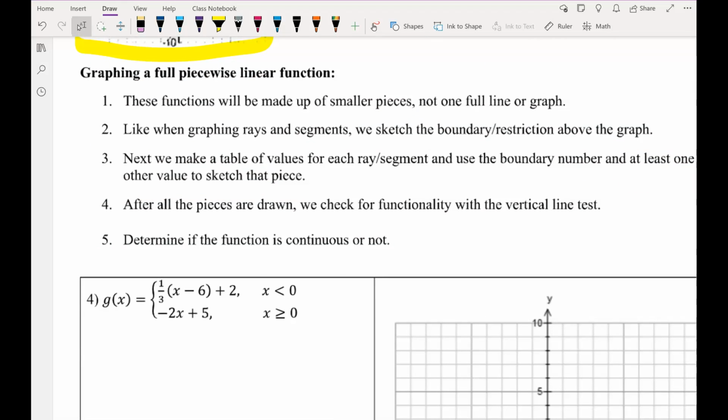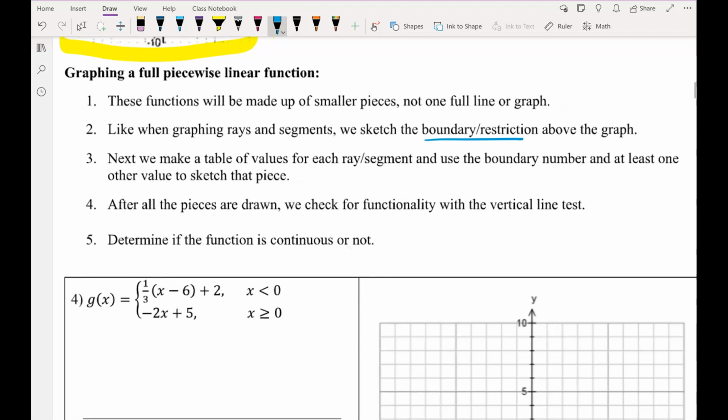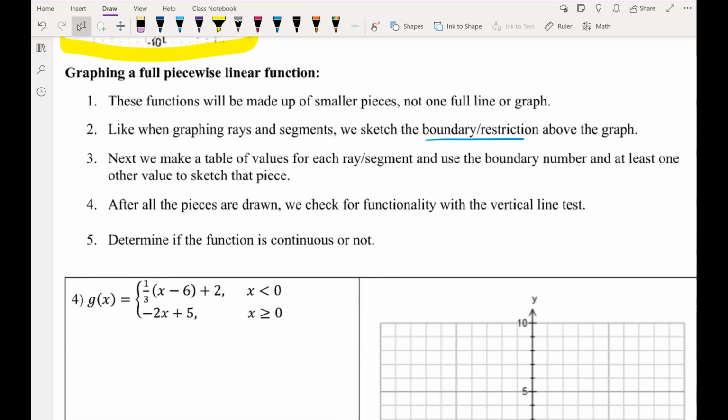Graphing a full piecewise linear function. These functions will be made of smaller pieces, not one full line or graph. Like when graphing rays and segments, we sketch the boundary, aka restriction, above the graph. Next, we make a table of values for each ray or segment, and use the boundary number and at least one other value to sketch that piece.